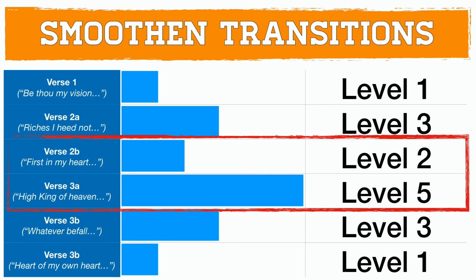Similarly, between verse 2 and 3, I decided to play a level 4 rhythm to smoothen the transition.